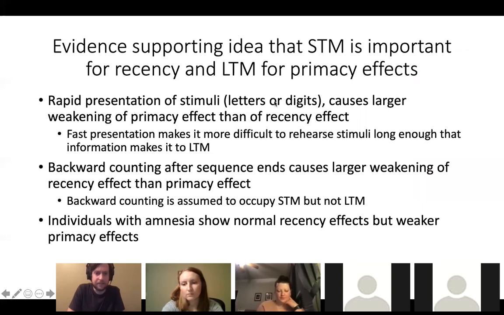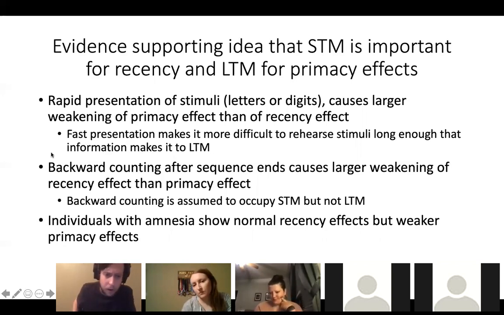Rapid presentation of stimuli causes a weakening of the primacy effect. And just the same thing, if you have a slow presentation, that boosts the primacy effect. And then I wrote the explanation here, which I'm hoping makes it more likely that you'll remember it for the test. Okay, so that's the evidence that primacy effects rely strongly on long-term memory.